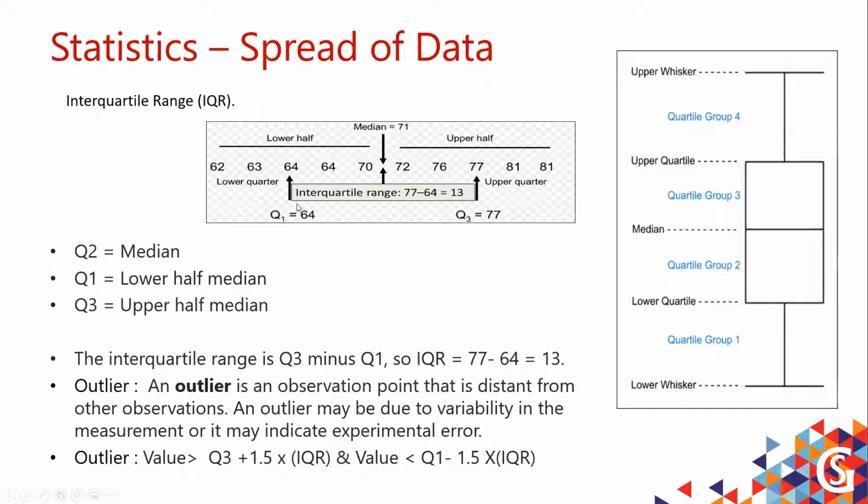In between Q1 and Q3, we will have the interquartile range. The range between Q1 and Q3 is the interquartile range. So the lower half median and the upper half median will always come into the interquartile range. If you see the box plot, we call it the upper whisker and the lower whisker. So we have the quartiles here, the upper quartile and the lower quartile.